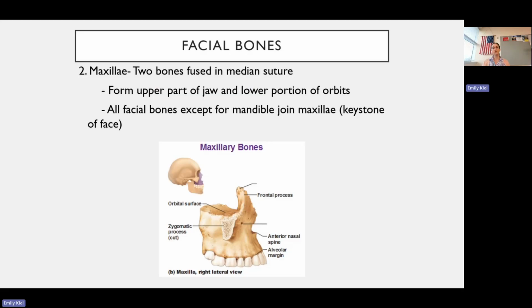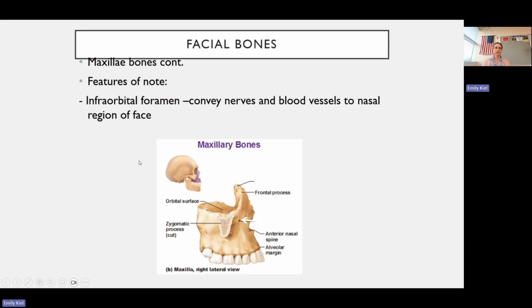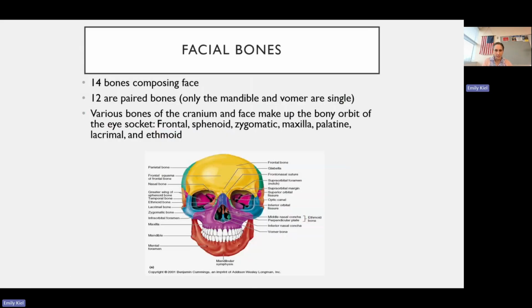Your maxilla, they're fused in a median suture, and they're the upper part of the jaw and the lower part of the orbit. And all the bones, except for the mandible, join the maxilla, so it's called the keystone of the face. You've got your infraorbital foramen, so that's this little spot right here, and you've got nerves and blood vessels to the nasal region of the face. If I go back a little bit, you should be able to see that infraorbital foramen right here.